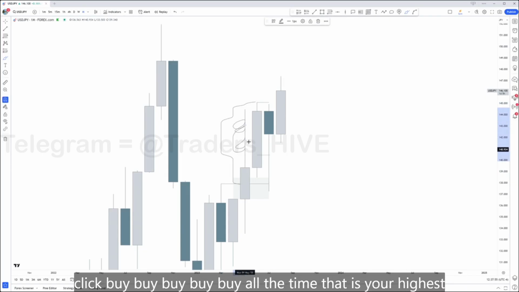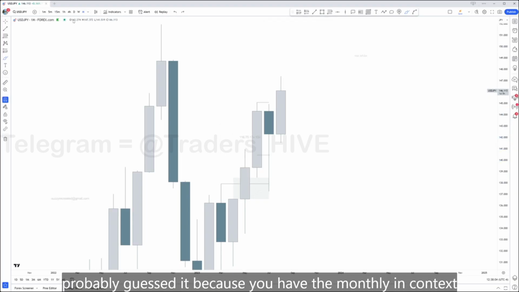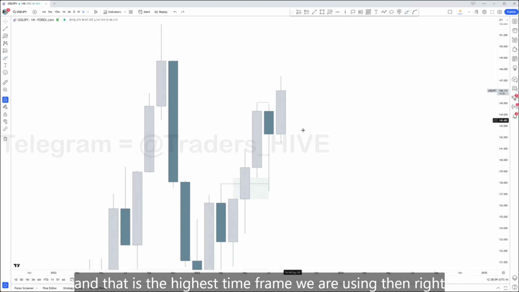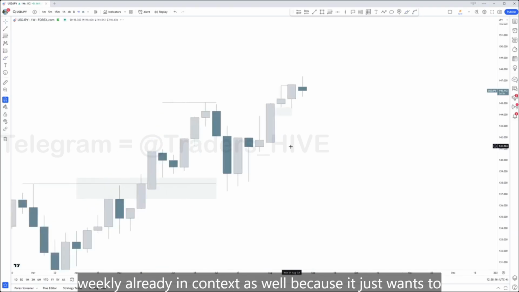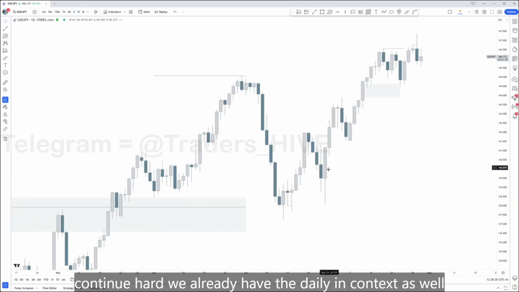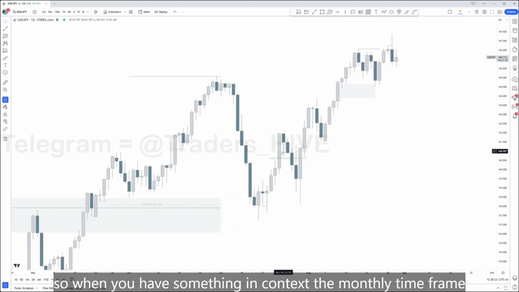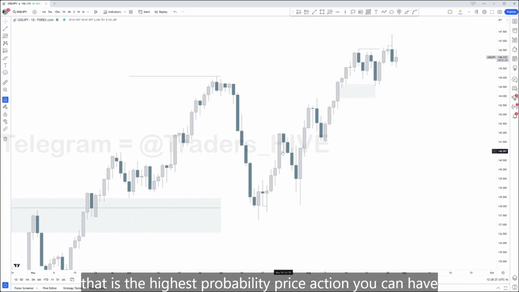You just want to click buy, buy, buy, buy, buy all the time. That is your highest probability conditions right there. And of course, you probably guessed it, because you have the monthly in context, and that is the highest time frame we are using. Then right there, we already can argue, all right, we have the weekly already in context as well, because it just wants to continue higher. We already have the daily in context as well. So when you have something in context, the monthly time frame, that is the highest probability price action you can have.